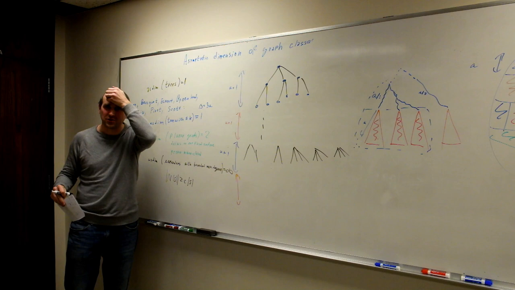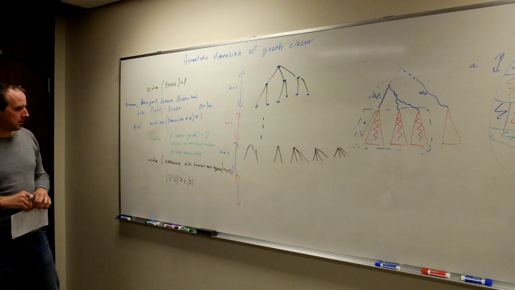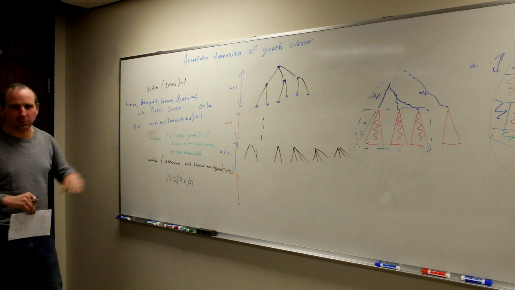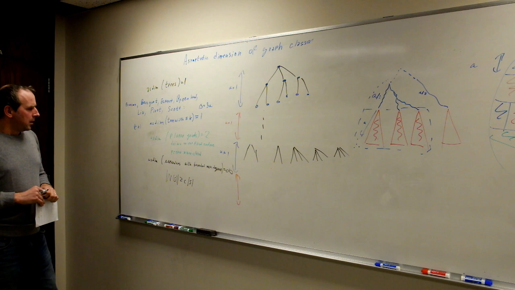But the epsilon bigger than one? Bigger than zero. Bigger than? There is this open neighborhood. For closed neighborhood, you would want bigger than one. Okay.